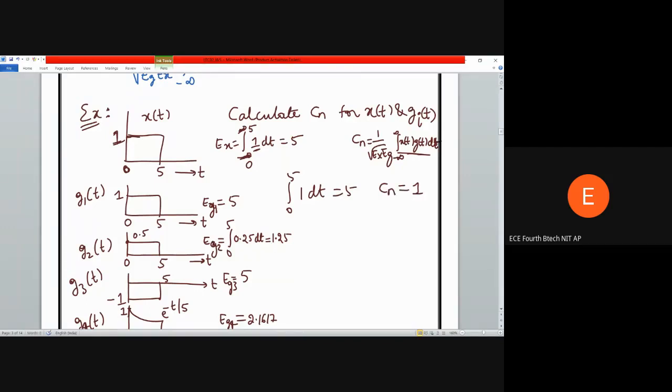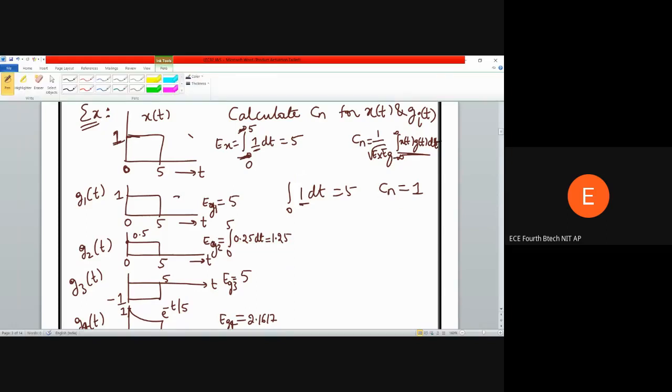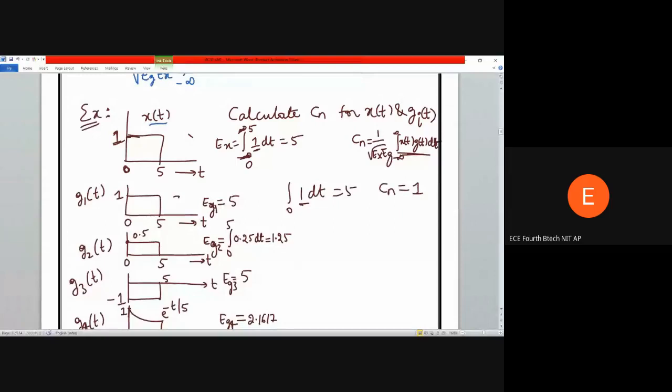I hope you people are following what I'm saying. So this will be x of t multiplied with g of t. x of t and g of t both are the same, and hence you will be having x of t and g of t both the same, g1 of t for that matter. So between the limits 0 to 5, 1 into 1 dt, you'll be getting 5.